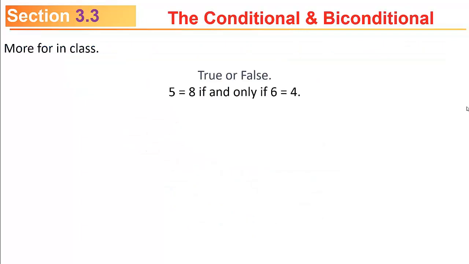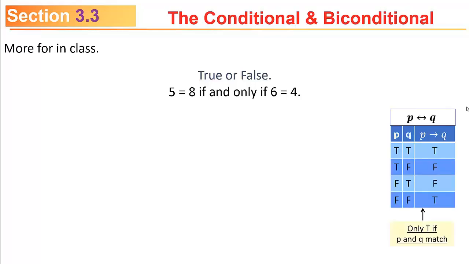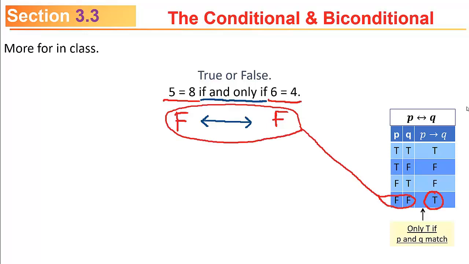Let's practice a few more things. Is this true or false? 5 equals 8 if and only if 6 is equal to 4. Remember, this is an if and only if, which is the biconditional. It's only true if they match. If you look at this statement, 5 equals 8 is false, 6 equals 4 is false, and the if and only if is the double-headed arrow, and they do match, so the statement would be true.